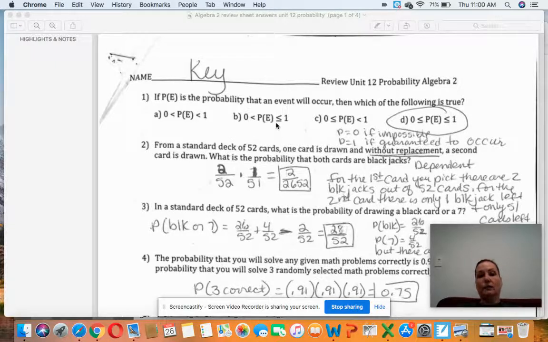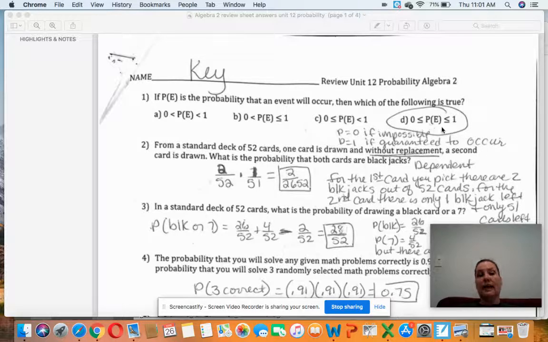All right, so this first question: the probability of E is the probability that an event will occur. Which of the following is true? Basically, probabilities have to be a number between 0 and 1, including 0 and 1. So that's why I need the equal sign here on choice D. If an event is impossible, then the probability is 0.